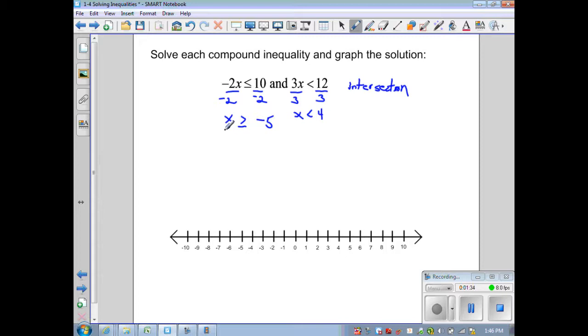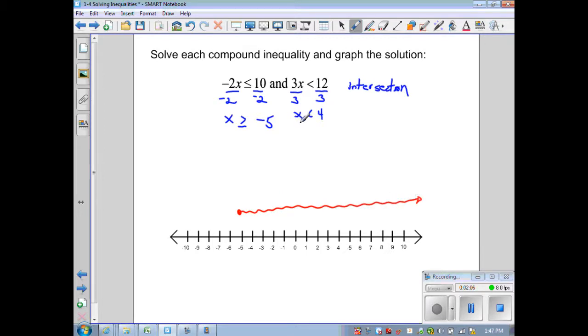Now what we want to do is actually graph the solution on a number line. We're going to graph each one separately to see what that looks like and then find out where the intersection or the common points of the shading are going to be. The actual solution is x is greater than or equal to a negative 5 and x is less than 4, but we want to see that on a graph. So if I'm going to graph x is greater than or equal to a negative 5, here on the number line, it would be a closed point, and then I would shade everything greater than a negative 5.